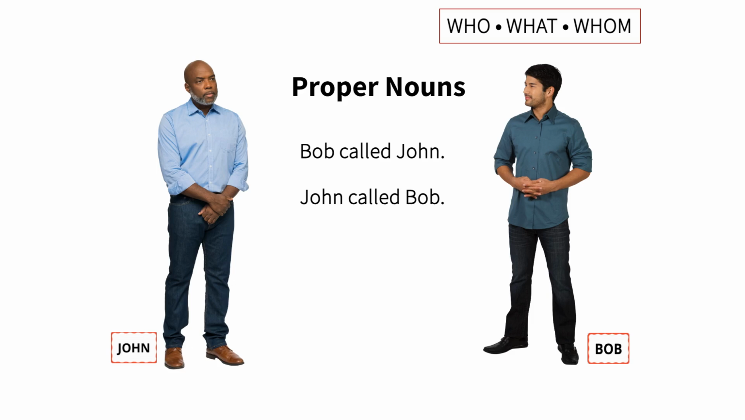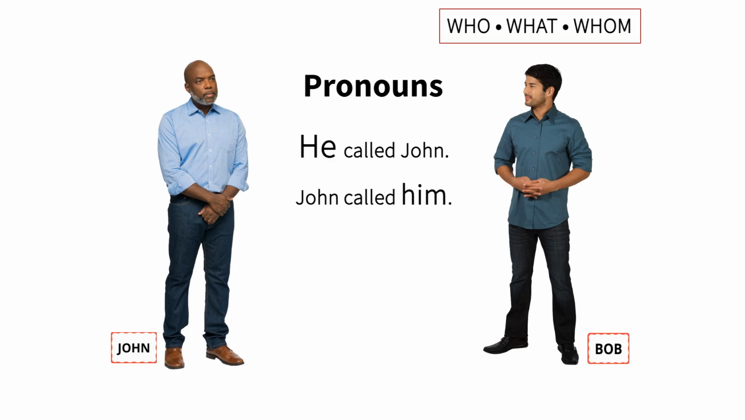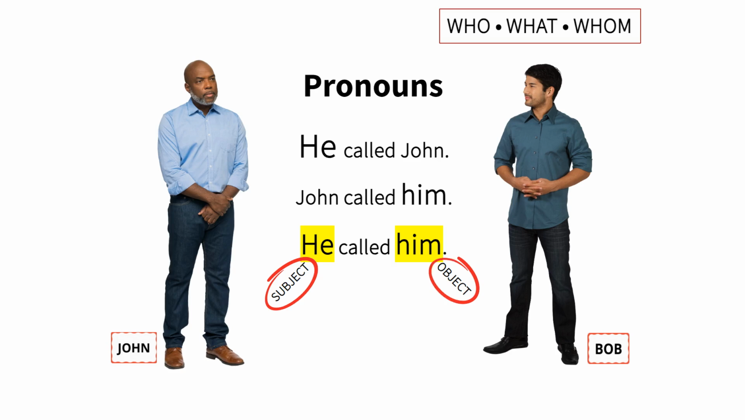If we were to change these sentences to use pronouns instead of nouns, then we would see a different structural way to mark who is doing what to whom. As in, he called John, or John called him, or even he called him. Here, the form of the pronoun changes to show who the caller is, he, and who is being called, him. This structural method is often called case marking.